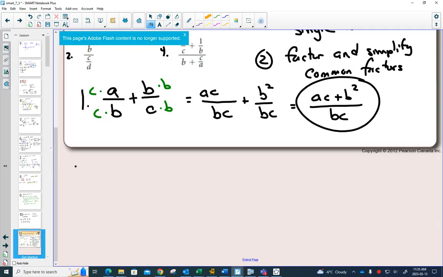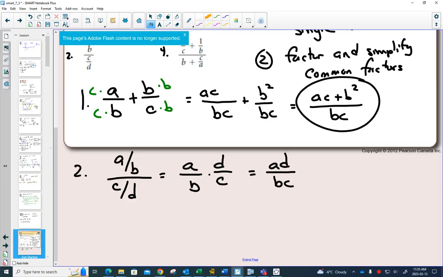For number 2, we have A divided by B divided by C divided by D. So we have to remember, what is your fraction rule for a fraction divided by a fraction? Fraction divided by a fraction, keep the first one the same, and multiply by the reciprocal, or flip the second one and multiply. How do you multiply fractions? You multiply your numerators, you multiply your denominators, so in the end, this one will be AB over BC. And we have succeeded in getting a single fraction.